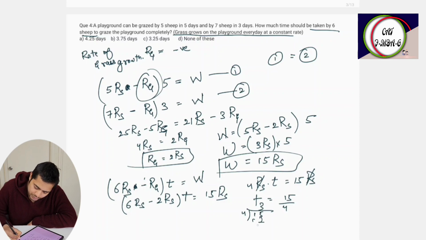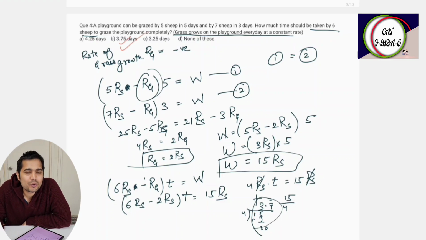So 4, 3, 12. 3.7 something should be the right answer. So 3.75 is the right answer. I hope you got it. How we solved this: here we did not assume any particular time or LCM. We could have solved by taking LCM also, but it was getting a bit complicated here. It will take us a bit of time to figure out what LCM we should take.